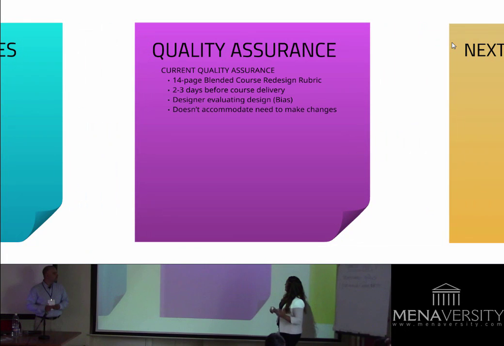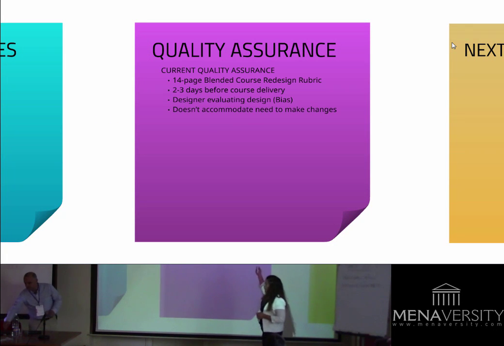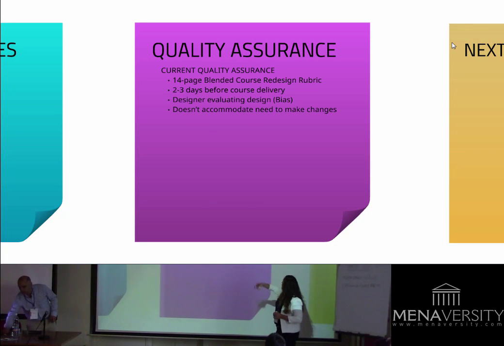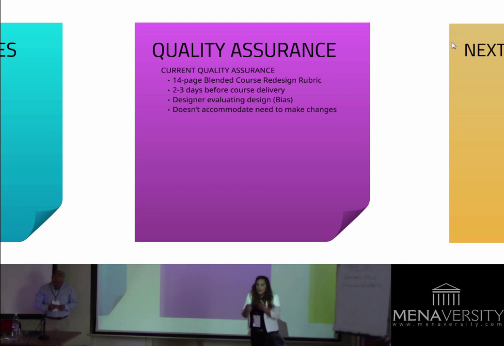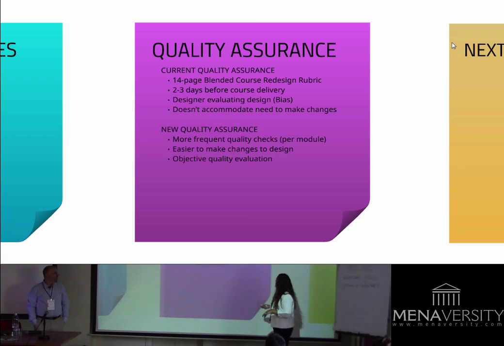Our quality check went from being a 14-page rubric that we filled in 2 or 3 days before delivery. I'm lying, it happens after the delivery. And then the designer was evaluating their own design. So I was evaluating the course that I just put on Moodle, which really doesn't make any sense. This is no longer the case. And we couldn't accommodate changes. If something went wrong in the rubric, that's it, you're delivering it wrong, there's no going back. Obviously all these have been met.